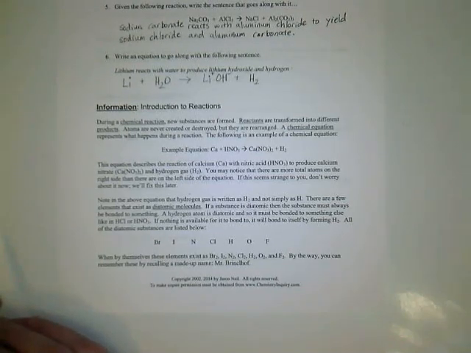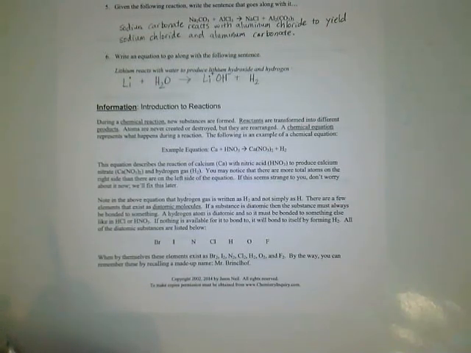You may notice that there are more total atoms on the right side than there are on the left side of the equation. If this seems strange to you, don't worry about it now. We'll fix this later. Note, in the above equation, the hydrogen gas is written as H2 and not simply as H. There are a few elements that exist as diatomic molecules. If a substance is diatomic, then the substance must always be bonded to something. A hydrogen atom is diatomic, and so it must be bonded to something else, like in hydrogen chloride or hydrogen nitrate. If nothing is available for it to bond to, it will bond to itself by forming H2.